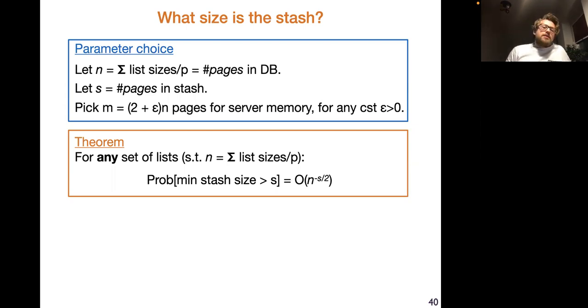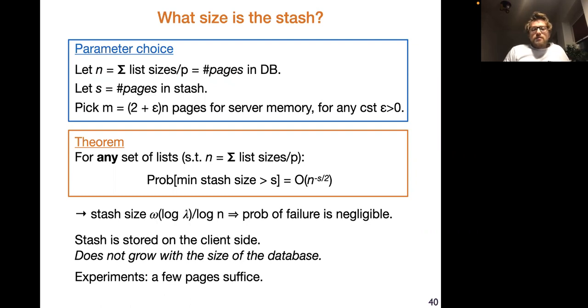So if you pick m this way, then you get, as the central theorem, that for any set of lists, so the list distribution really doesn't matter here. You can have a lot of lists with only 1 identifier, lists with random identifiers, whatever. For any set of lists, you get that the probability that the minimal stash size is bigger than s is O of n to the power of minus s over 2.